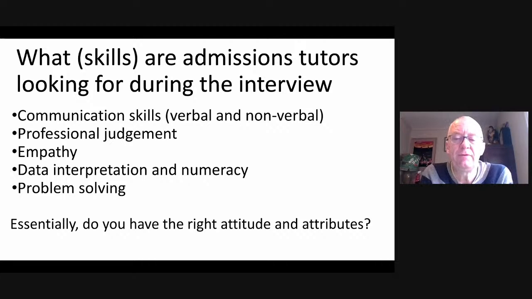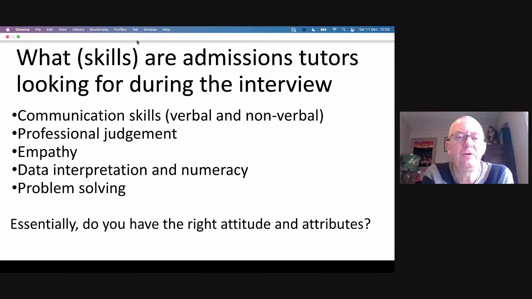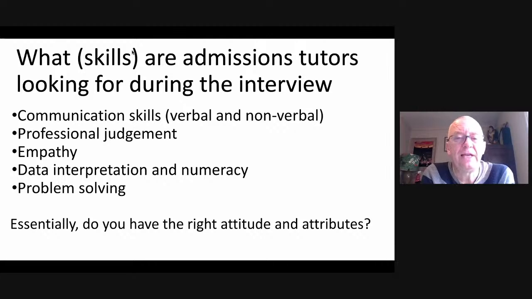Okay, put yourself in the position of the admissions tutors. What is the purpose of the interview? They're trying to find out, have you got the right attitude and attributes to be a doctor? So they've sat down to think about that. And they're thinking, what sort of skills are we looking for that can be demonstrated by the candidate in the interview? There's a list of 5 here, look. So communication skills, verbal and non-verbal. So, you know, what you're saying and how you're saying it, really, really important.